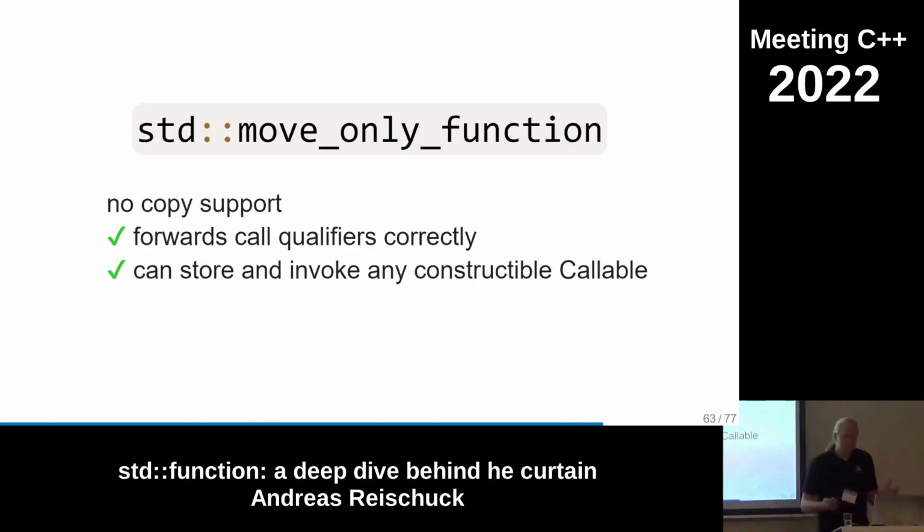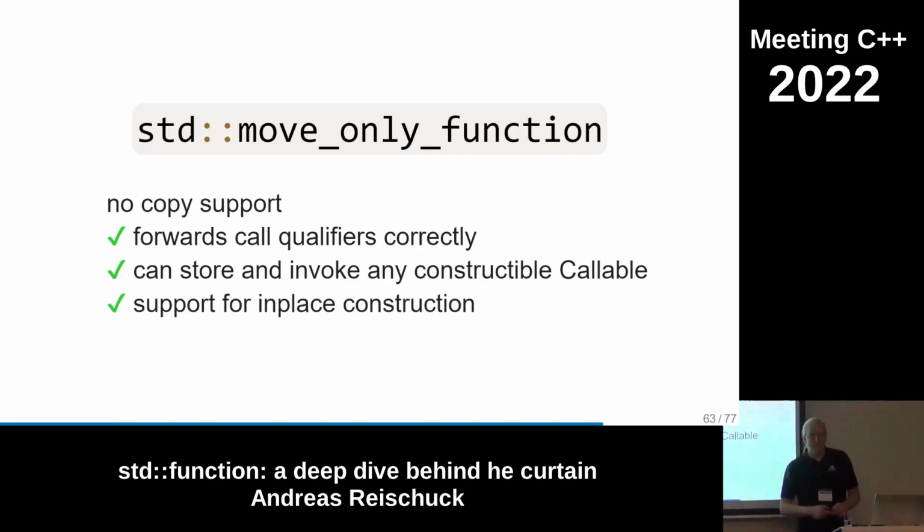And you can again construct it with any callable object, like data members, member function pointers, and so on. Still works. And it also supports in-place construction. With the standard function, you can only give it a callable as a copy, and then as we implemented it, it moves it or copies it into its internal container. But move-only function supports that you give it arguments and it constructs it on the heap or in the small object buffer directly. So there is some overhead that might be mitigated for that.